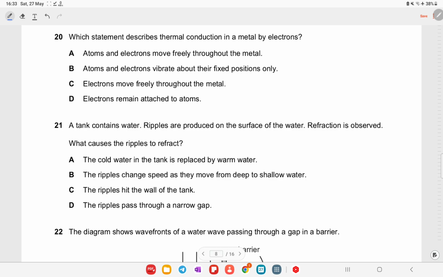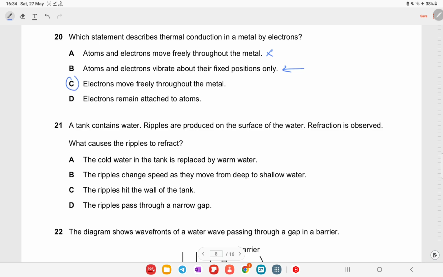Which statement describes the thermal conduction in metals by electrons? If you read these options, atoms and electrons move freely throughout the metal. Oh, my bad. Sorry, I was doing question number 22. Question 20. Okay, atoms and electrons move freely throughout the metals, and atoms and electrons vibrate about their fixed positions. So, yes, this can be a possible situation. Electrons move freely throughout the metal.